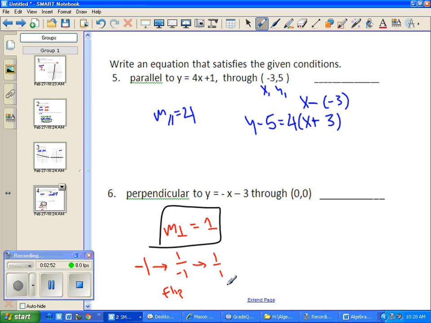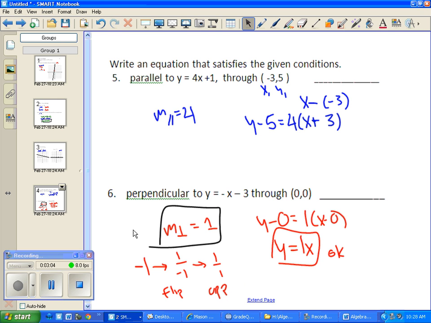And when you plug this into point-slope, it's kind of goofy. y minus 0 equals 1 times x minus 0. So y equals 1x. Okay. That's all you need to do. And that's it for Station 2.